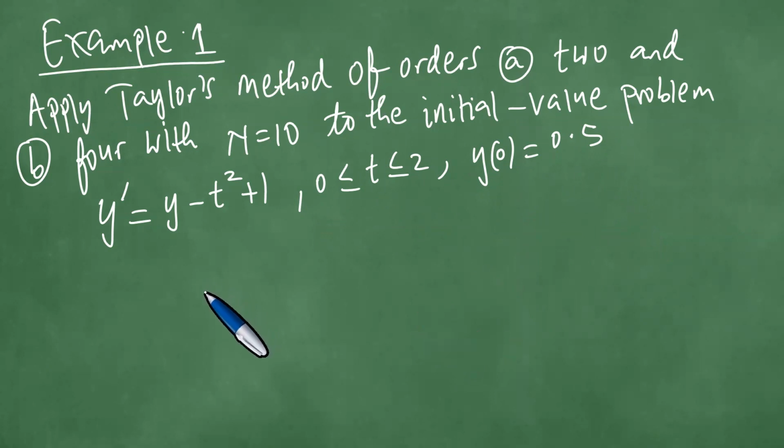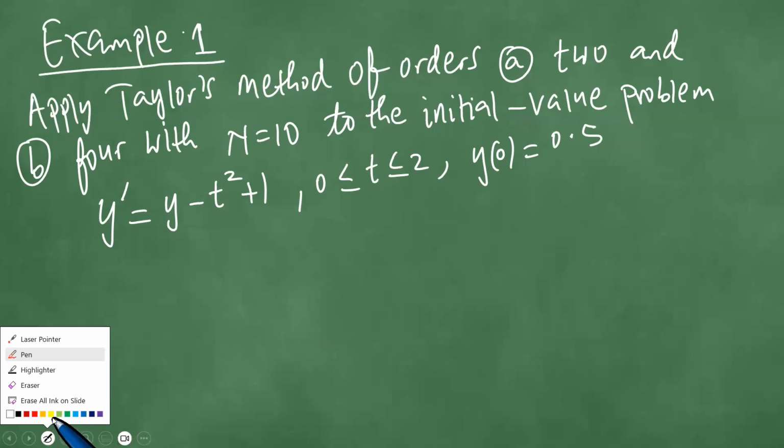We shall do this question now, and then demonstrate how Euler is being used here. You shall take note of this particular question. They're saying apply Taylor's method of orders 2 and 4. We need to do order 2 because this is a differential equation of order 1, first derivative. So we're going to do the second order. Let's do the solution now.